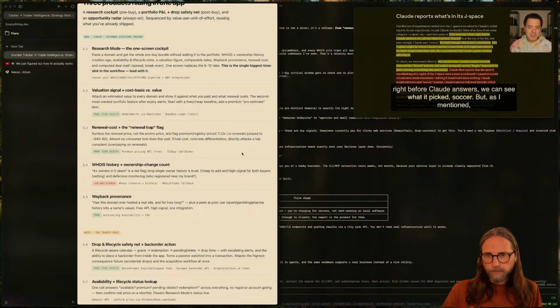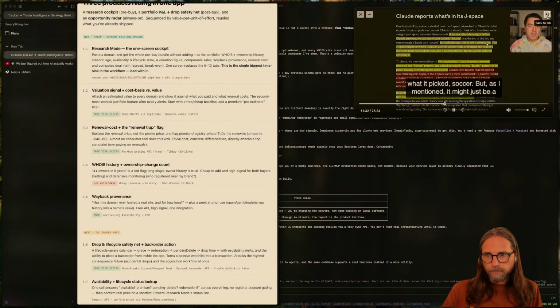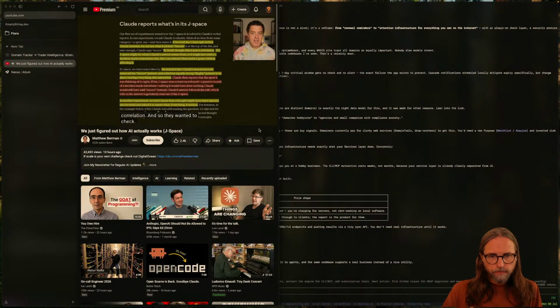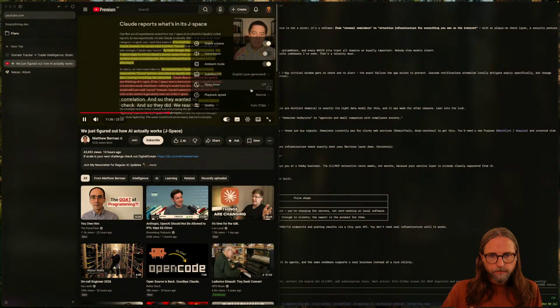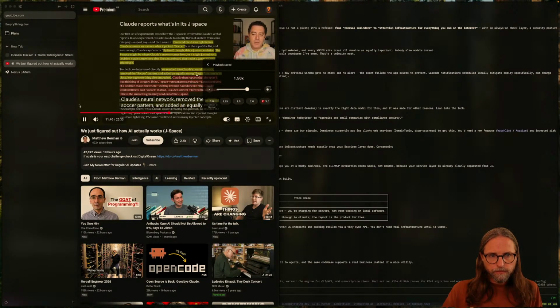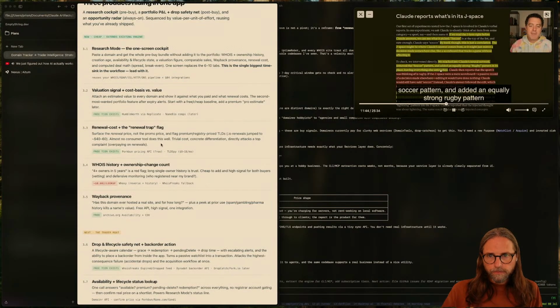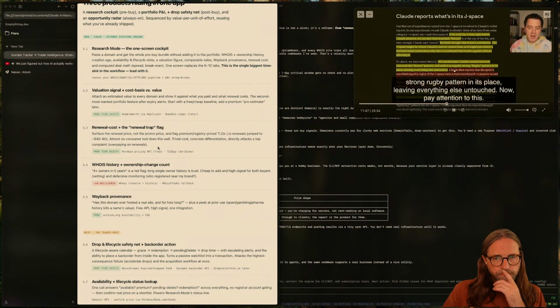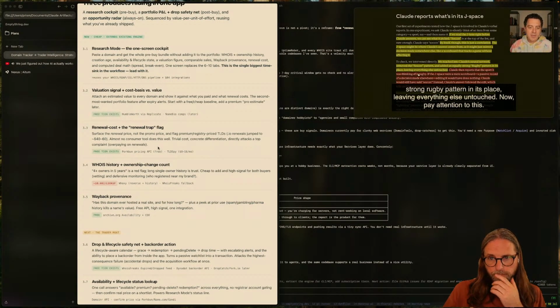But as I mentioned, it might just be a correlation. And so they wanted to check. And so they did. We reached into Claude's neural network, removed the soccer pattern, and added an equally strong rugby pattern in its place, leaving everything else untouched. Now, pay attention to this. Claude then reports that the sport it was thinking of is rugby.